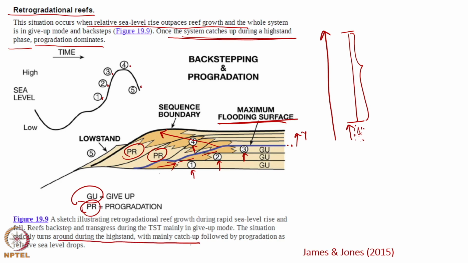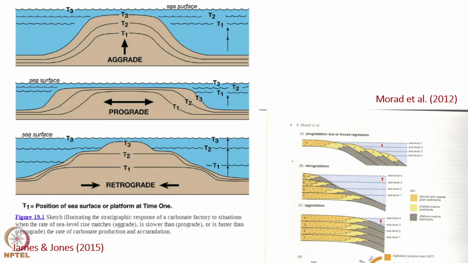During high stand, the reef can catch up. 1, 2, 3 is a time when the sea level rise was happening. At 4 is a high stand and the maximum flooding surface, beyond which the sea level keeps falling. Then this column of water keeps reducing its height. I have already discussed in this kind of diagrams about the progradation, retrogradation and aggradation.